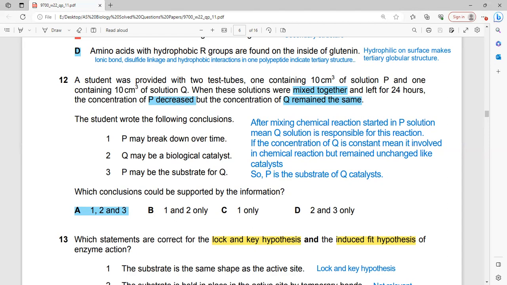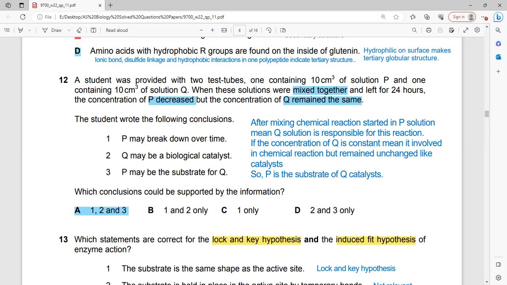If P is decreasing, logically it is converting from one form to another. While Q remains the same, it means Q is involved in the chemical reaction but at the end of the reaction it remains unchanged. So the role of Q is as a catalyst, which is not changed but is involved in the chemical reaction, while P is working as the substrate, which is converted into the product form.